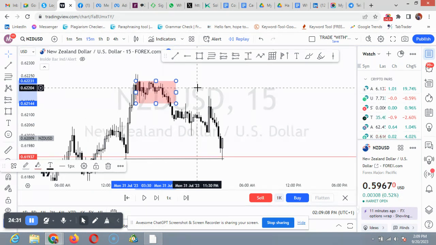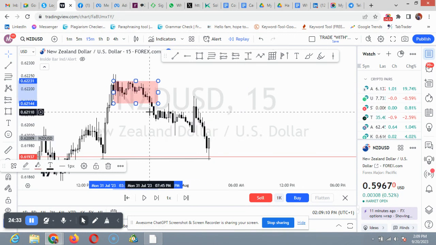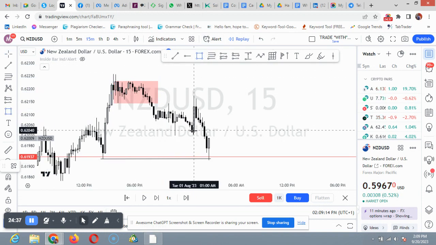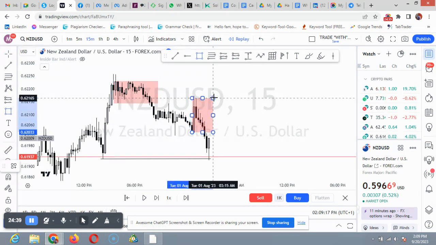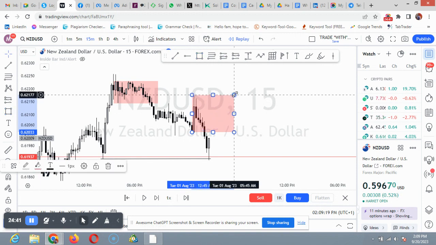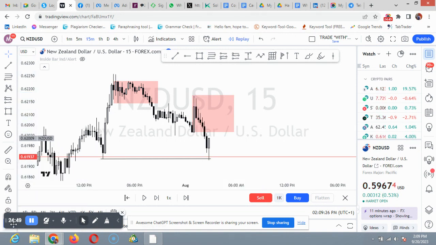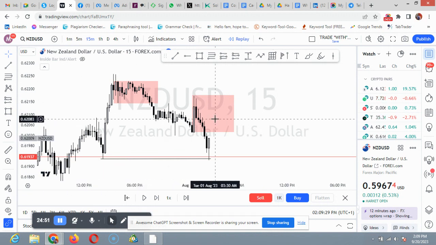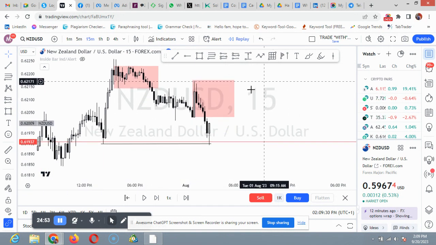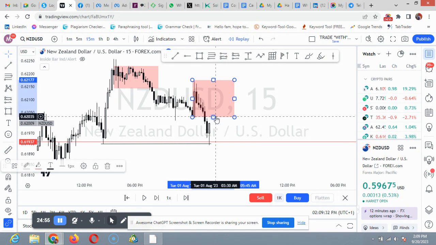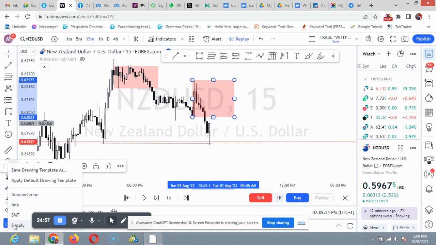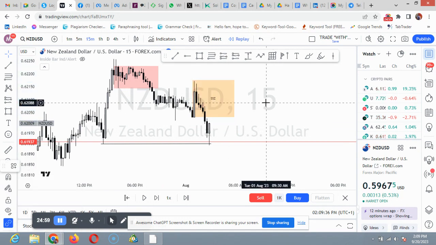There's clearly no other order block here, except for this one. This one is our clear order block. So this is our supply zone, right? This is our supply zone.